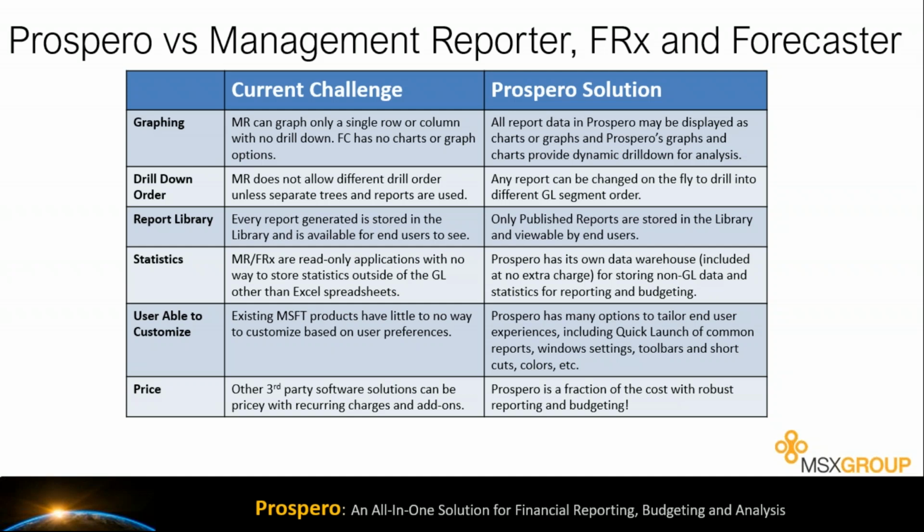Statistics, easy to add those inside Prospero. Other general ledgers with MR and FRX may not let you pull anything from statistical accounts, might not be able to make stat accounts. For Prospero, you don't even have to have a GL account for stats. When you make up any other kind of account to store those balances to, we can just import those statistical balances into Prospero's data warehouse and use that on any of our input screens and for any of our reports.